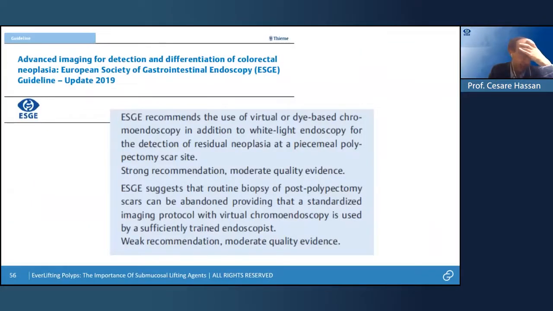Should we biopsy? Should we not biopsy? So what we recommend as ESGE, and then maybe we are curious to know what Doug thinks, is that if you have all of this advanced imaging, that is blue light and possible magnification, and you are completely certain, when I say completely certain, I mean with high confidence that there is no recurrence, you don't need to do a biopsy. But if you don't have this advanced imaging, or your level of confidence is low, please do a biopsy.